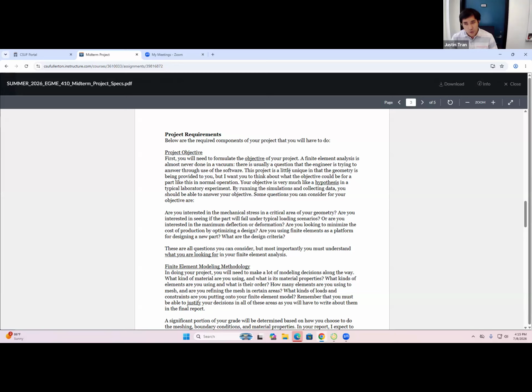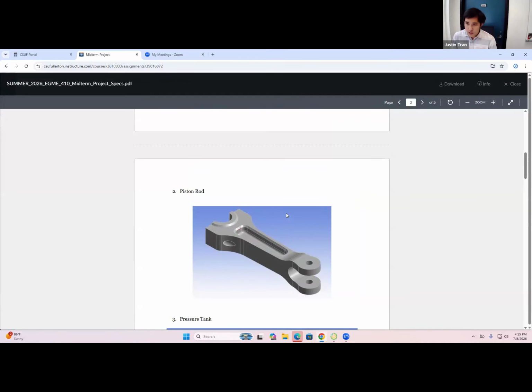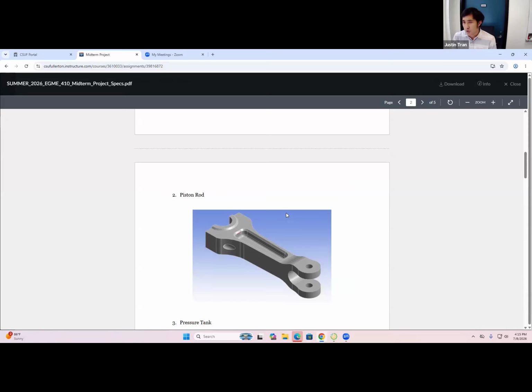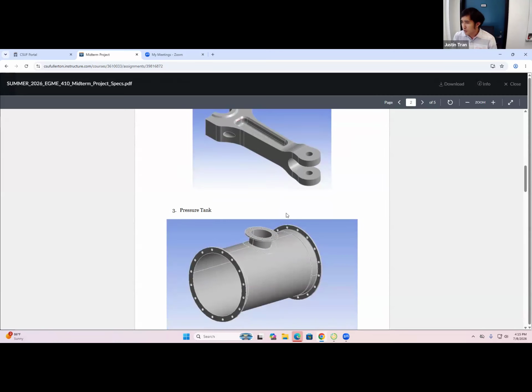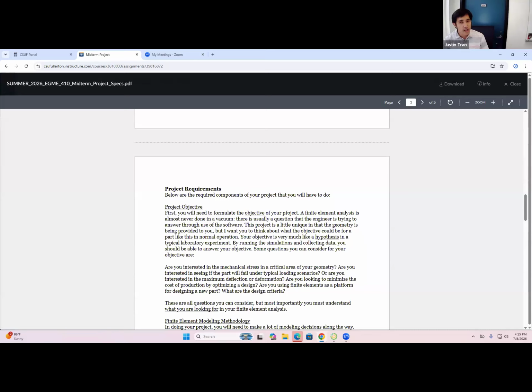Okay, so you're gonna have to do a little bit of storytelling here. So basically, once you've chosen your geometry, think about what are some common engineering situations that this geometry would be subjected to, and then think of an objective that you can answer using a finite element simulation. Okay. So to give you an example, right?